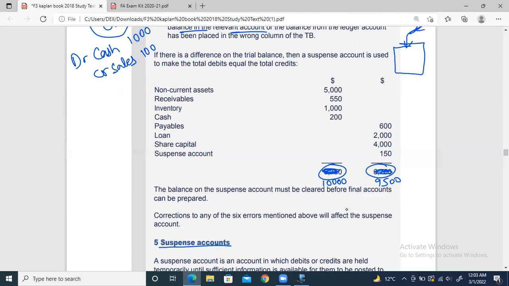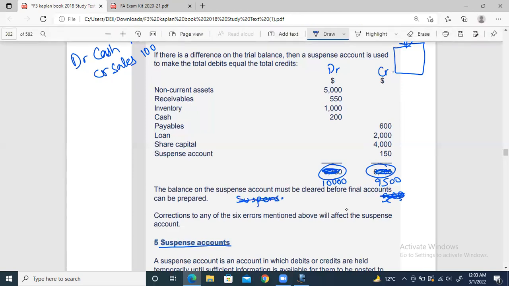So in this case, you can see this is the debit side, this is the credit side, right? What we'll do is create one more balance of 500 and write it as a suspense account. Let's write it over here, 500, and we will name it suspense account. It's actually made over here as well. You can see 150 is made because the total was not coming out equal.